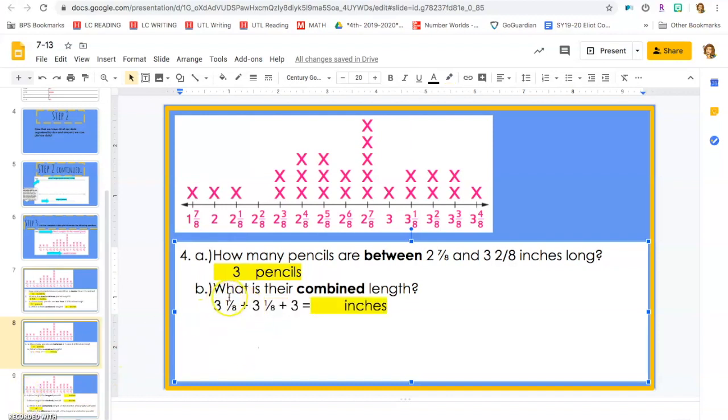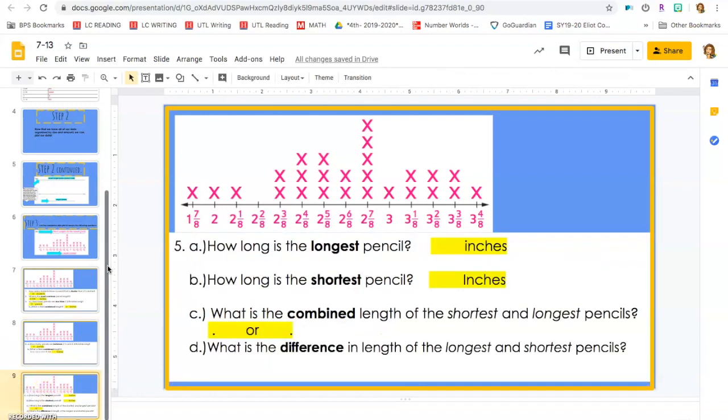Okay, the question was, what is their combined length? So we have a unit of 3 inches for one measurement of a pencil, and then there were 2 pencils that were 3 1/8 of an inch long. So we're going to add 3 1/8 plus 3 1/8 plus 3. We're going to go ahead and add those whole numbers first. 3, 6, 9. So we're going to have 9, and then we're going to add the numerators across. 1 plus 1 is 2. So our answer is going to be 9 2/8 inches.